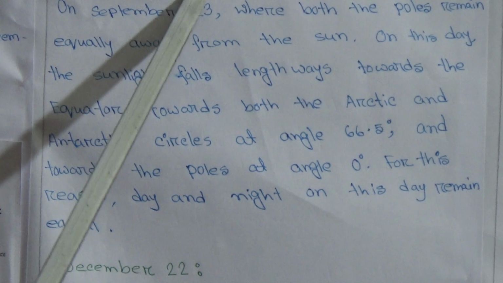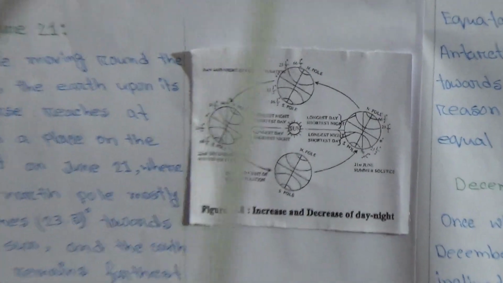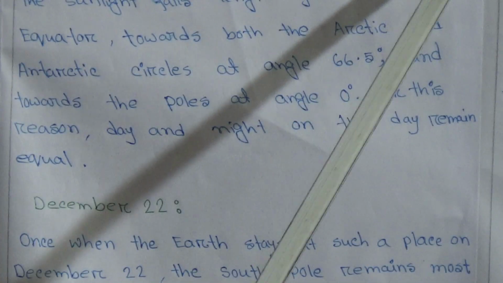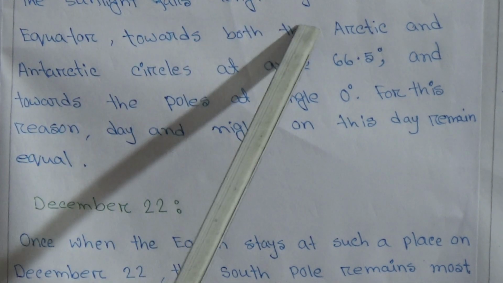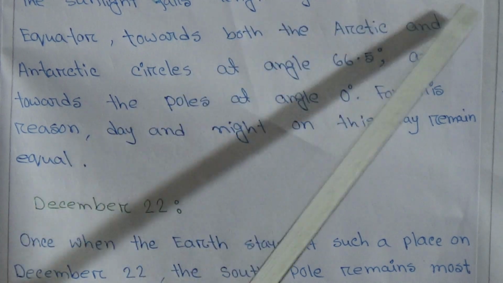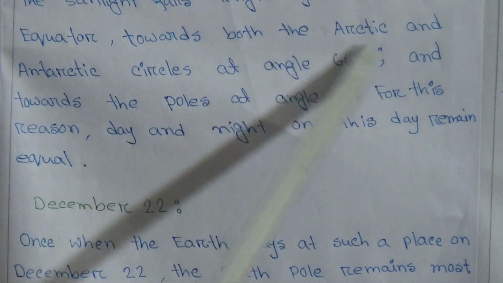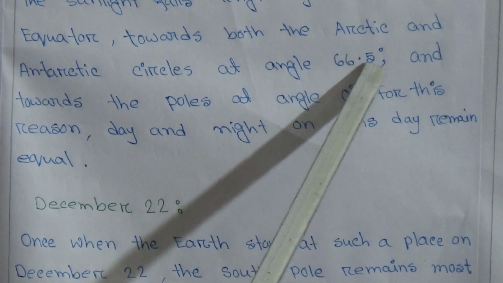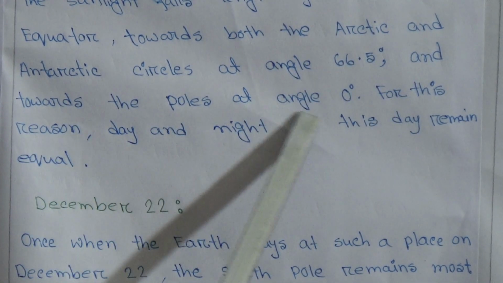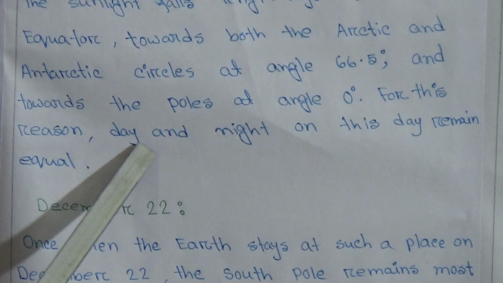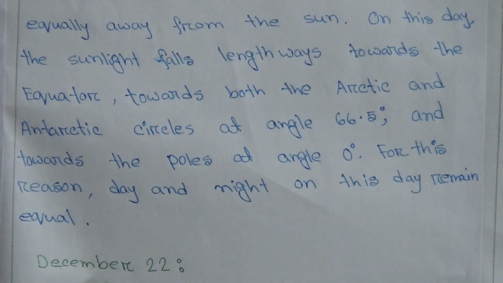Okay, September 23: days and nights are equal. Days and nights are equal because on this day the sunlight falls lengthwise towards the equator, towards both the Arctic and Antarctic circles at an angle of 66.5 degrees, and towards the poles at an angle of 0 degrees. For this reason, on September 23, days and nights are equal.